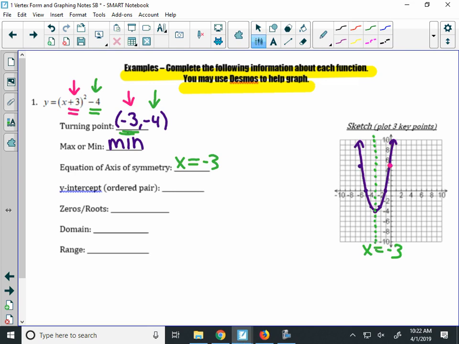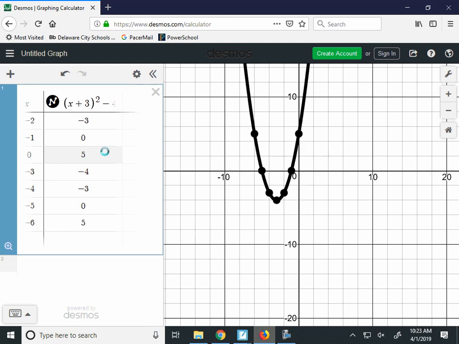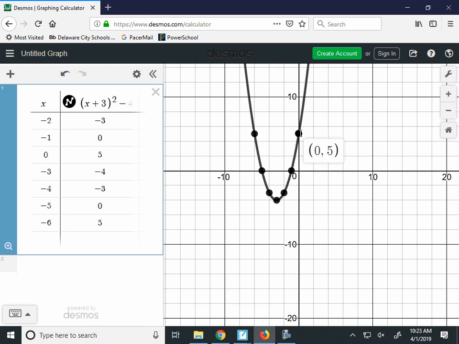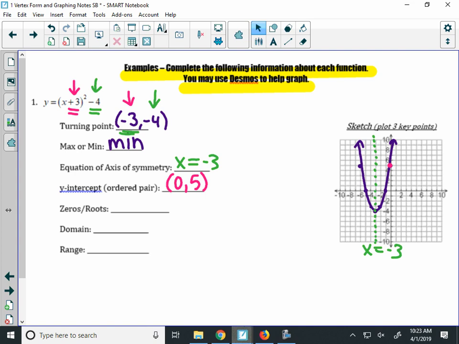The y-intercept we can get from our graph. Where do we cross the y-axis? Well, we cross the y-axis at 0, 5. Now, I can get that from my graph here. I can also get the y-intercept from looking at the table on Desmos. I look where x is 0. Or I can click on my graph and get the point there. All right, next. The roots, the x-intercepts, the zeros, means x-intercept. Well, where do I cross the x-axis? Looks like I cross the x-axis here at -5 and -1. You get that from Desmos as well.